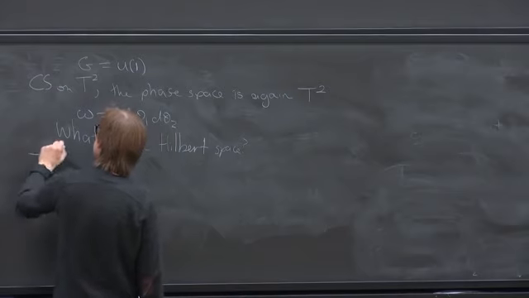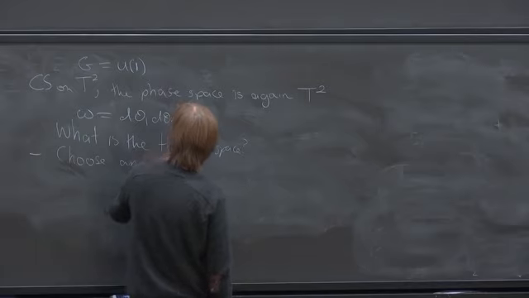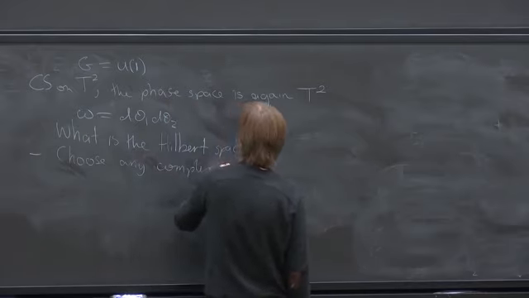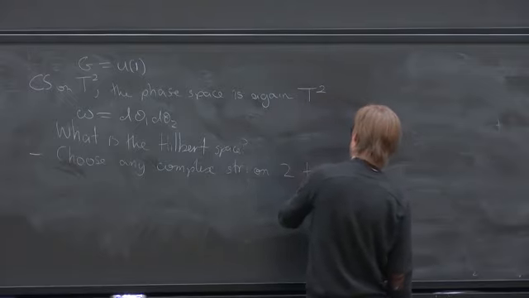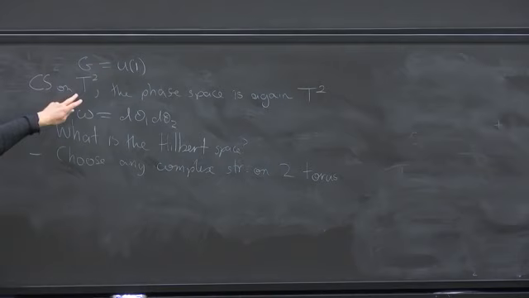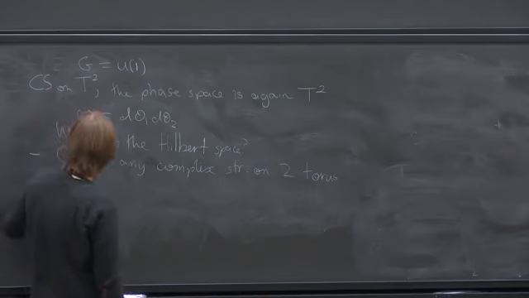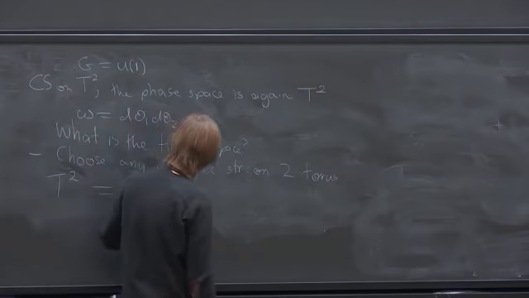So step 1 is we choose any complex structure on the 2-torus. The nice thing about having phase spaces which are Riemann surfaces is that every form looks like dz dz bar, because you can't have anything with dz squared or dz bar squared. So we can use any complex structure. When we choose a complex structure, the 2-torus looks like this.